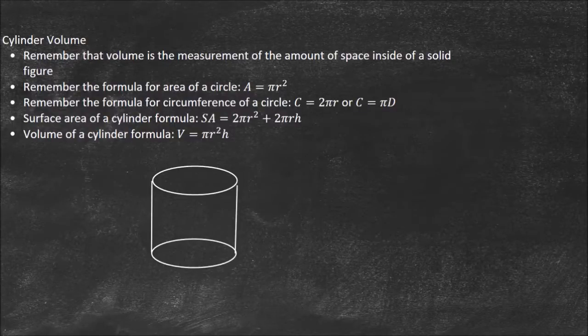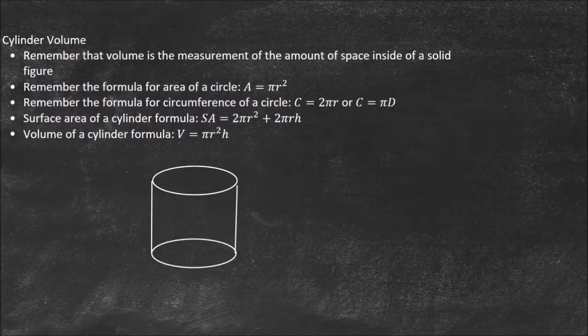With cylinders, it's actually pretty intuitive because we see cylinders all the time in stores and things like that. The volume is the amount that it can hold. Remember the formula for the area of a circle, A equals pi r squared, we're going to need that. Remember circumference, C equals 2 pi r, or C equals pi times d. We won't need that for this one, but we do need it for surface area. We talked about surface area last time, 2 pi r squared plus 2 pi r h.